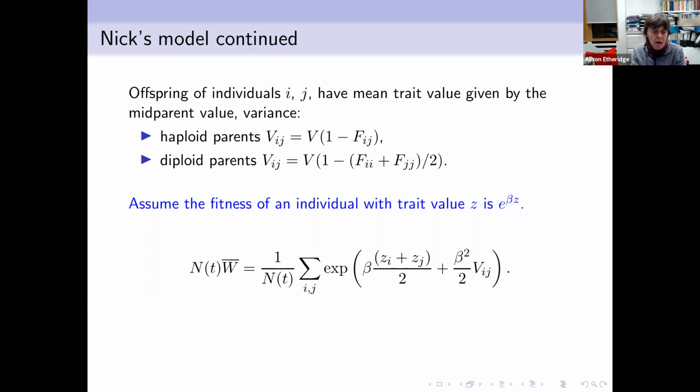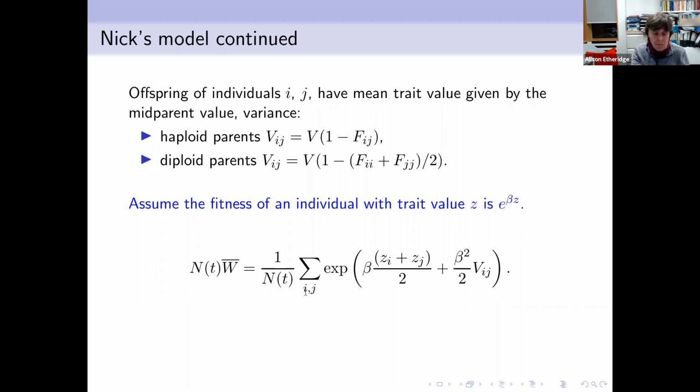And so if I assume that the fitness of an individual with trait value Z is e to the beta Z, then how big is N(t) times W bar? So how many offspring am I producing? How many are the island dwellers producing to feed the next generation? Well, remember, we're taking W bar as an average over all possible random matings between individuals. And because we allow selfing, there are N(t) squared possible random matings. So I would have a 1 over N(t) squared here, but I'm multiplying by N(t), so that gives me 1 over N(t).